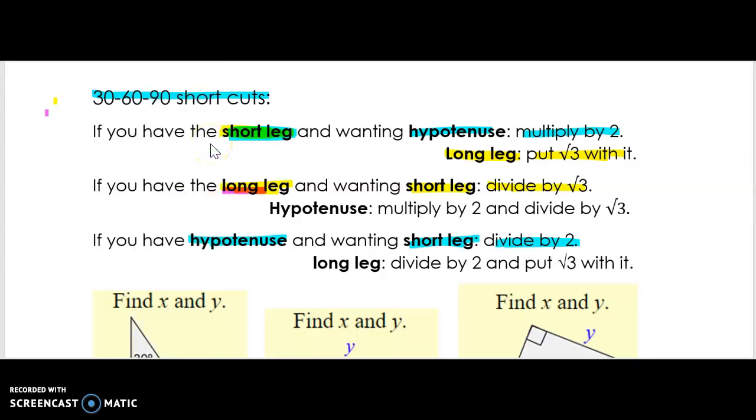And if you have the long leg and you want the hypotenuse, this is when it gets a little more complicated. You multiply by 2 and divide by square root of 3. If you have the hypotenuse and you want the long leg, you divide by 2 and basically multiply by square root of 3. So let's talk about the easier ones first.